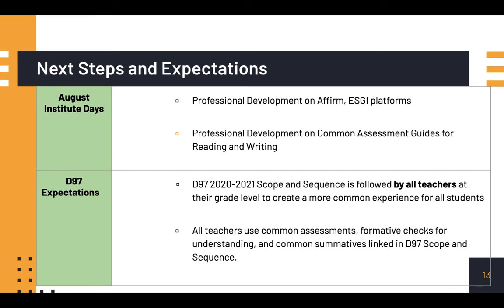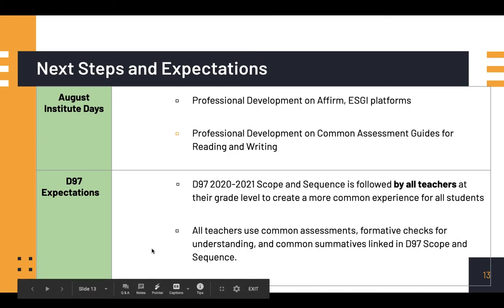The expectation is that this scope and sequence is followed by all teachers at their grade level to create a more common experience for all of our students. And we hope that the expectation is that you will use these common assessments, formative checks for understanding, and the summative assessments that are linked in our D97 scope and sequence.